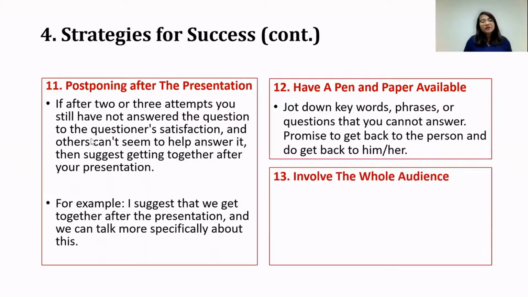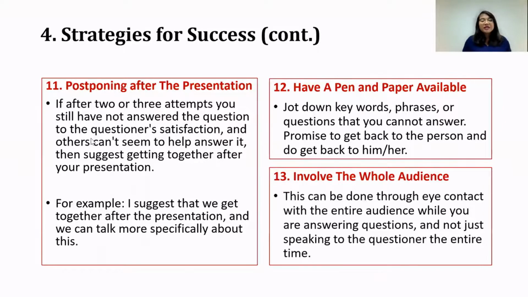Number 13, involve the whole audience. This can be done through eye contact with the entire audience while you are answering questions and not just speaking to the questioner the entire time.